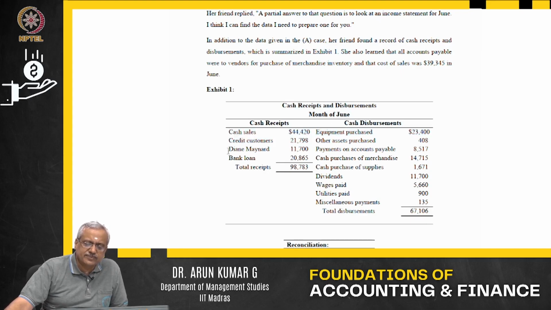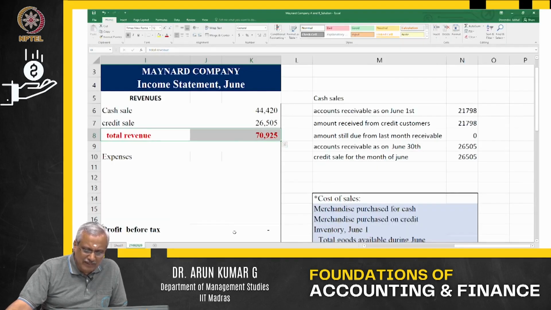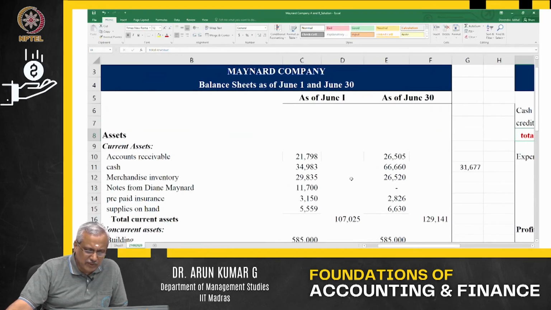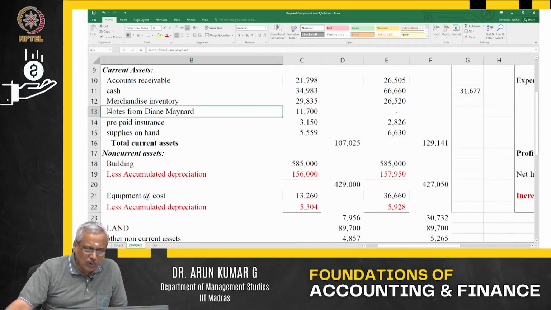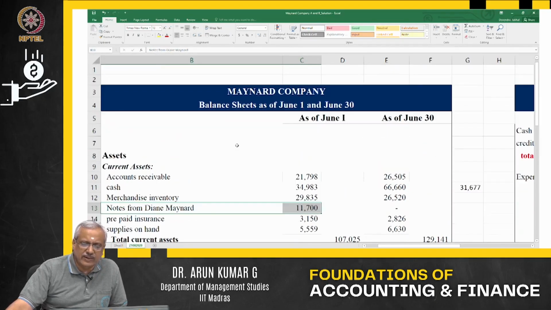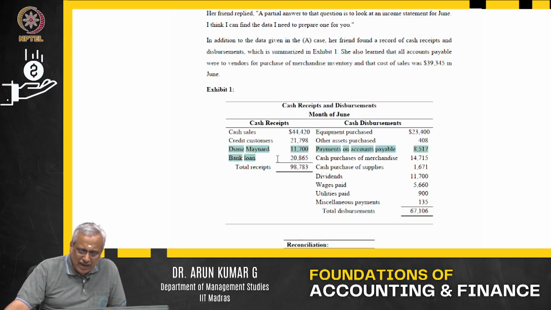Now let us look at then what are the other cash receipts. Dan Maynard paid 11,700 and bank loan was 20,865. Bank loan is a cash inflow, but loan is not a revenue. Why does Dan Maynard pay 11,700? Go to the balance sheet out there, the closing balance sheet. It says notes from Dan Maynard 11,700. That is, you have to receive from Dan Maynard as of 1st of June 11,700. She has paid back. So neither is that a revenue. So the other two cash aspects that are mentioned here are not revenue.